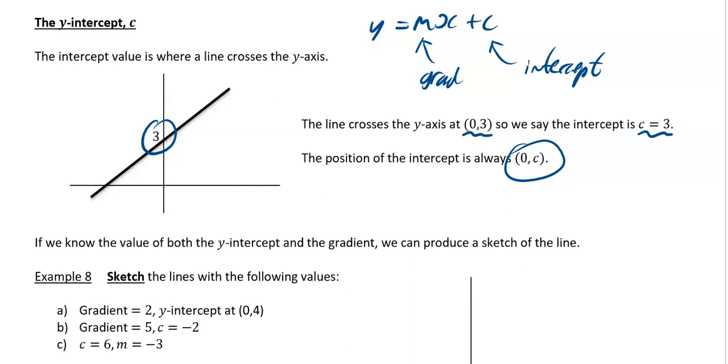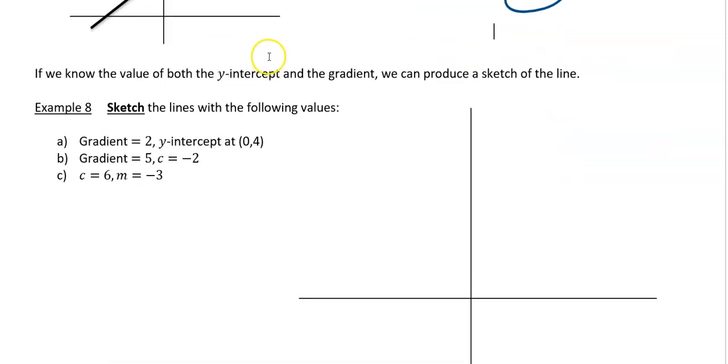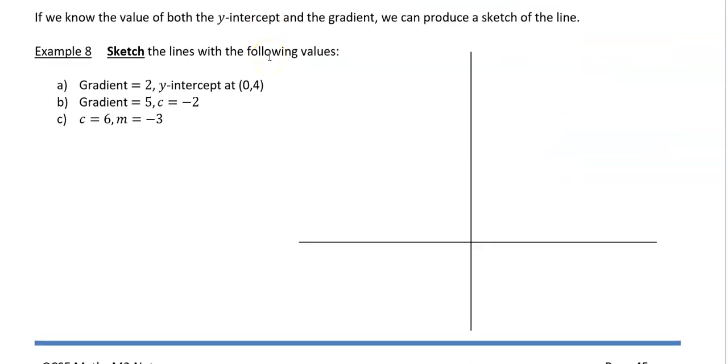So if we know both the y-intercept and the gradient, we can produce a sketch of your line. So in these examples here, we've got 3 examples. And we just have to sketch them. Not great that we're sketching them on the same line. To be honest, it would probably be better doing it in 3 separate lines, but we'll have a go with it. It says here, sketch the lines with the following. So the gradient is equal to 2. The intercept is at 4. The next one has a gradient of 5 and an intercept of minus 2. And the last one has an intercept of 6 and a gradient of minus 3.